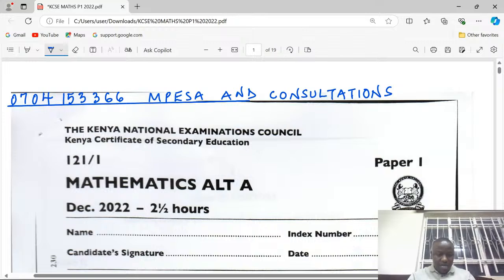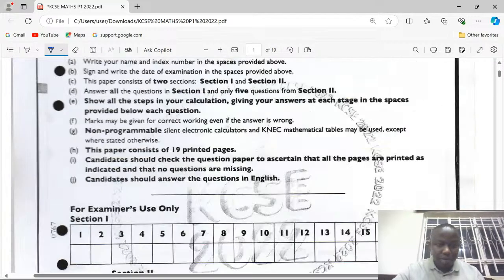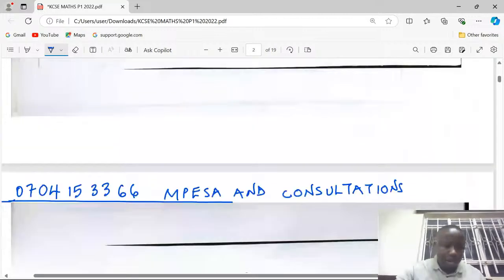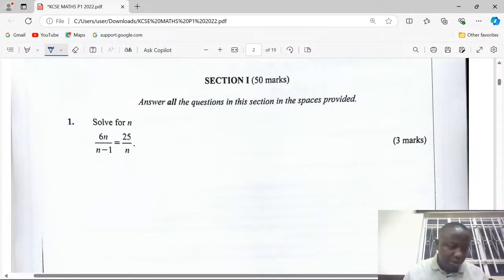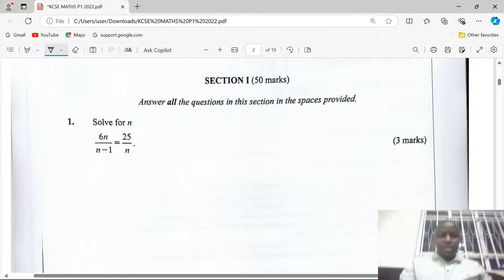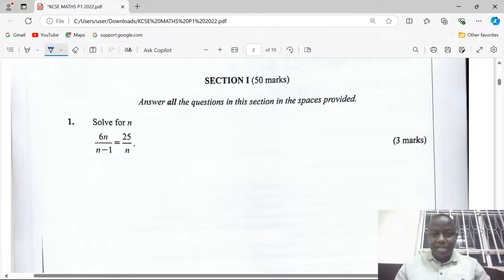The paper is really very simple and you will enjoy everything in the lesson. So let's get into the questions now. Number 1. Answer all the questions in this section in the spaces provided. Those are the instructions for section 1, 50 marks, which are compulsory.